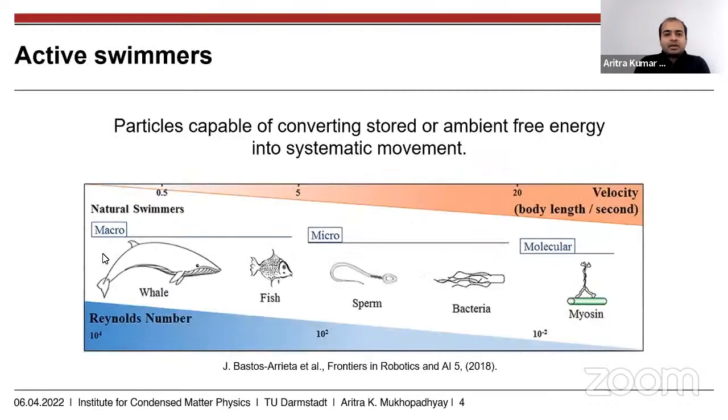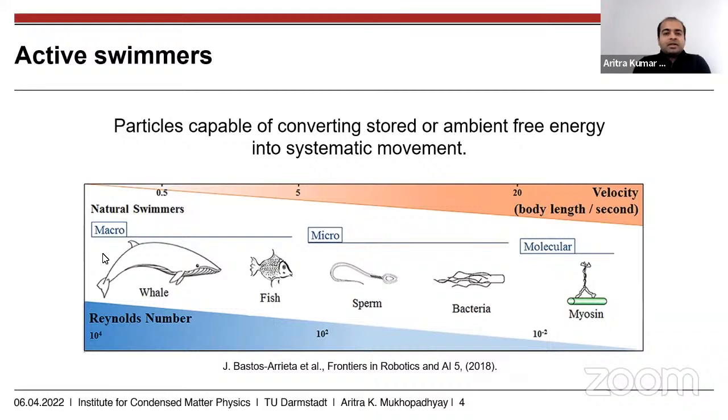So let's get started. What are active swimmers? For physicists, active swimmers, or active matter in general, are particles which are capable of converting their internal energy, or consuming energy from their immediate environment, and giving rise to systematic movement. They are found at all possible length scales in the universe, right from the motors at the cellular level, to bacteria at microscopic length scales, and even up to our everyday lives, like macroscopic organisms such as fish and birds.